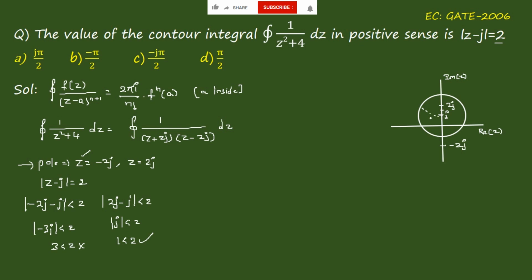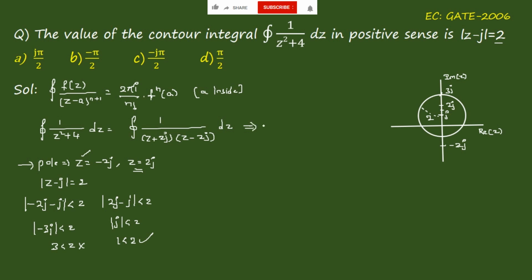As we have the radius given as 2, the border will be 3j, right? So only 2j is inside the circle, right? So you have to substitute the values here. Equate this one to here.